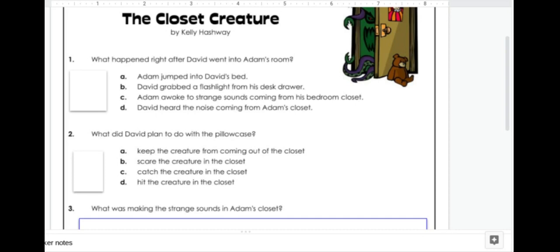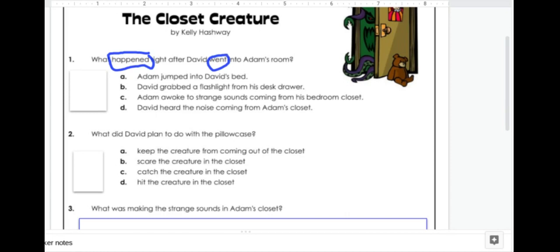What I'd like for you to do during each question is to box or circle 2 keywords that tell you what the question is asking. For example, number 1, what happened right after David went into Adam's room? I think that the 2 words would be happened, because we're looking for something that happened. And I think maybe we could circle the word went, because those 2 keywords right there are going to help me answer my question. And then you will go on to number 2 and do the same thing, finding 2 keywords that help you pick out what it is asking you to do.